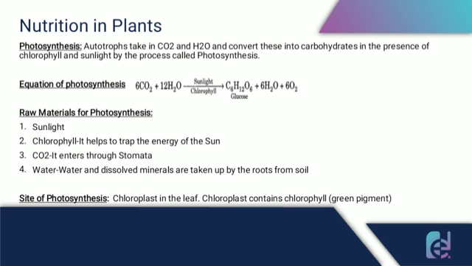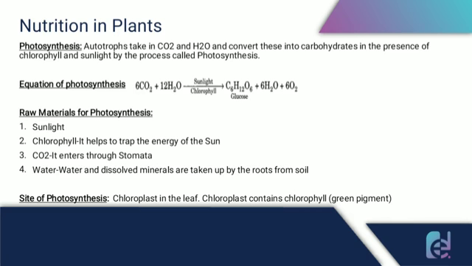We know that all green plants follow the autotrophic mode of nutrition. So let's see nutrition in plants. The process by which autotrophs prepare their food is photosynthesis, so let's learn about it in detail. What is photosynthesis? The autotrophs take in carbon dioxide and water and convert these into carbohydrates in the presence of chlorophyll and sunlight. This process is known as photosynthesis.